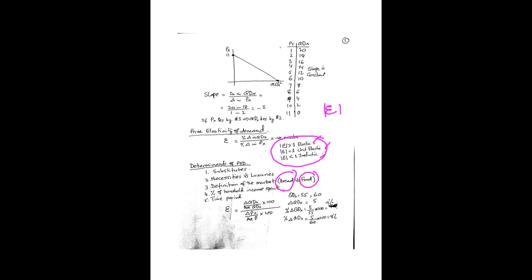Now let's see how we actually calculate elasticity of demand. Although I have given you this formula, percentage change in quantity demanded divided by percentage change in price for the product X, how are we going to calculate those percentage changes? This is the formula you are going to use: change in quantity demanded divided by average quantity demanded times 100, divided by change in price of X divided by average price times 100. Now, let me first tell you how to calculate percentage change.